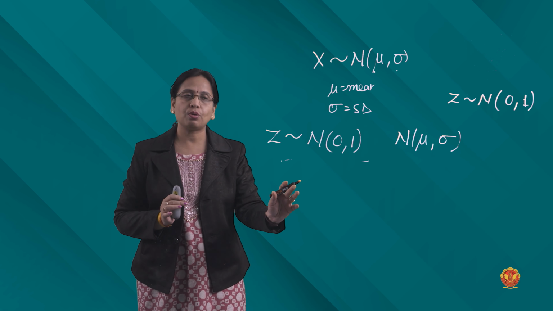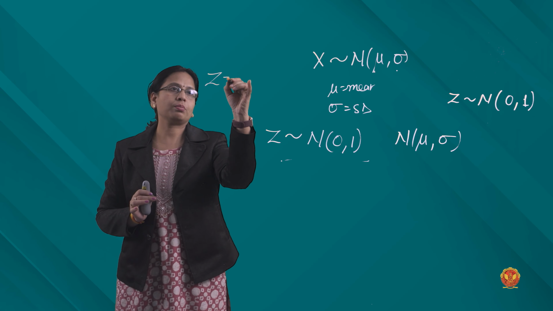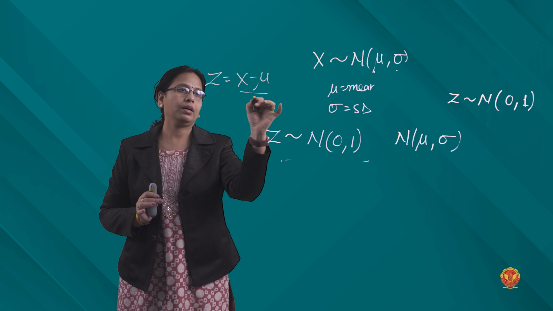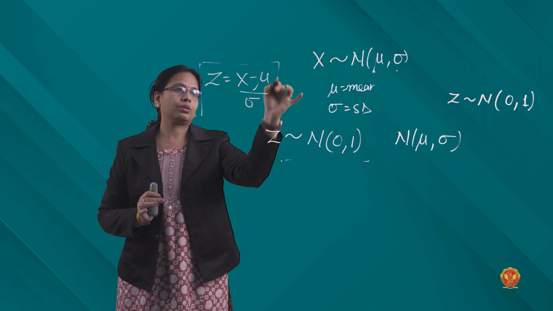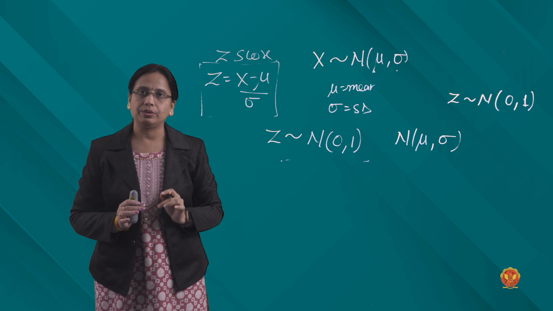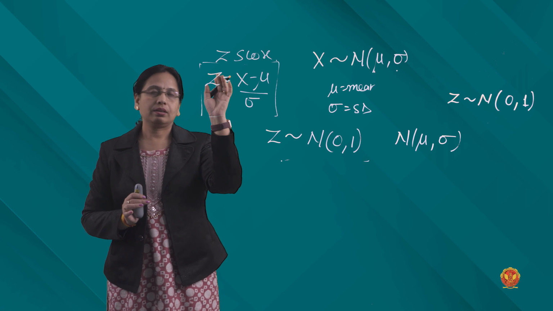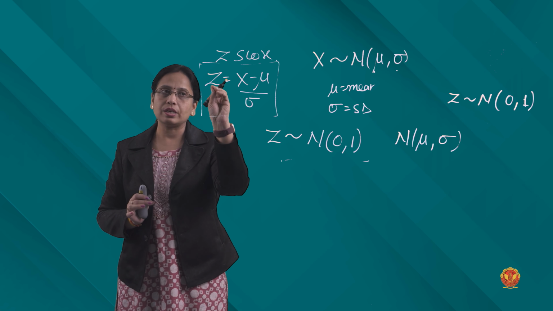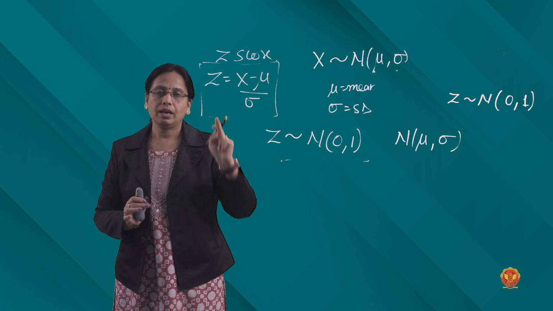How to get the Z transformation? We have studied that the Z transformation is done using this formula. This is the formula for the Z score for any x value. What is that? Z is the Z score of any random variable x.